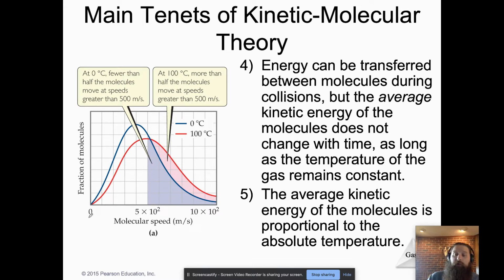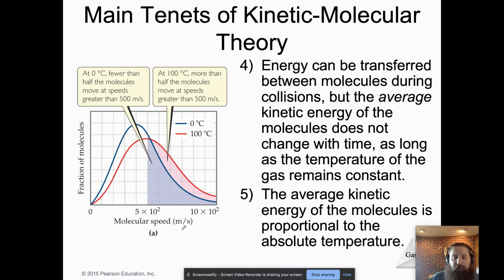So as long as the amount of heat energy being input is the same, even though specific atoms may lose or gain momentum, the overall average kinetic energy doesn't change. And then we assume that the average kinetic energy of the molecules is proportional to the average temperature. So we would say that as the temperature increases, the average kinetic energy would increase. And we can see that here in this graph.